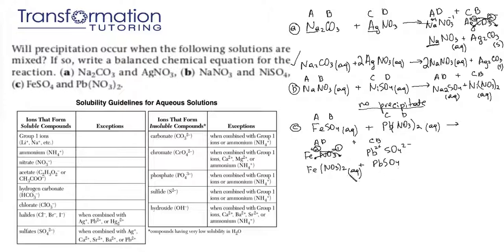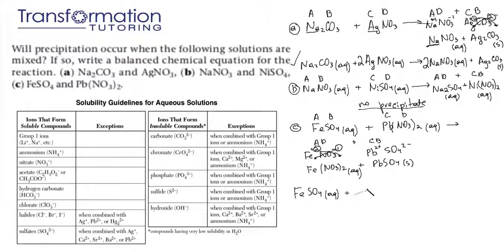Let's do PbSO4. Do I have SO4 or Pb anywhere? Okay, I found SO4 here. It says it's soluble, except when combined with Ag, Ca, Sr, Ba, or Pb. Okay, it is combined with Pb, 2 plus, and therefore it is insoluble, and we will put a little s to it, signifying that it is a solid. Now we know that this is indeed a precipitation reaction because one of the products is a precipitate, PbSO4 is a solid. What we're going to do last is we're going to balance this equation, so let's rewrite it clearly so we can balance it.